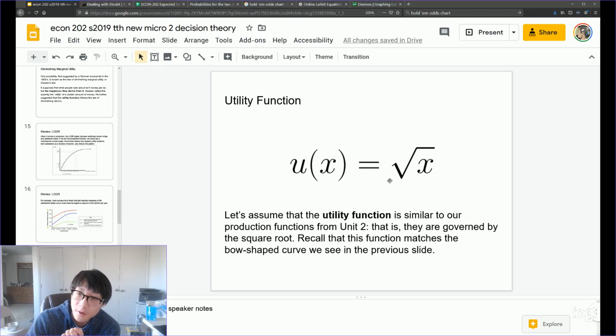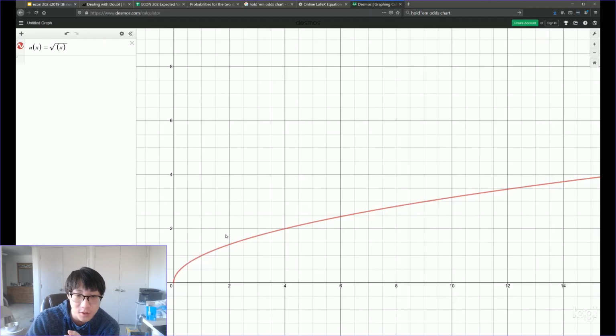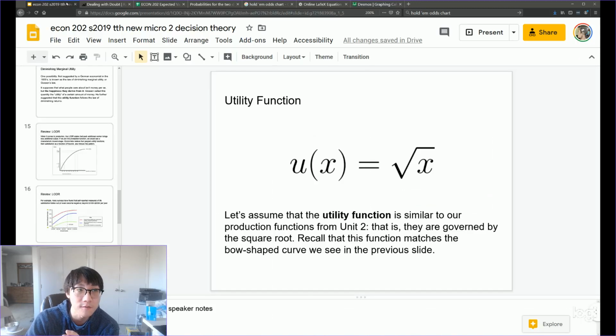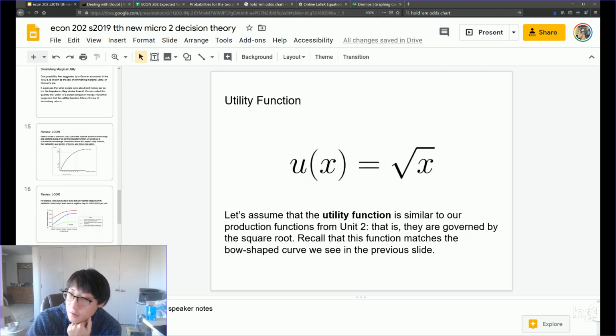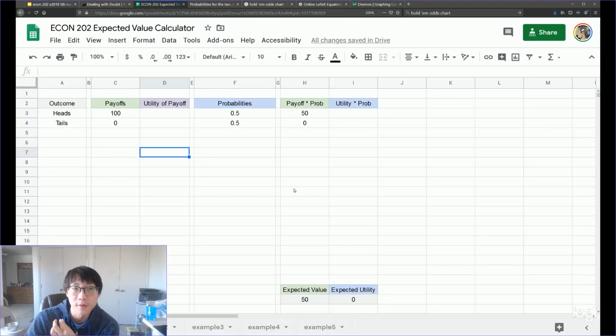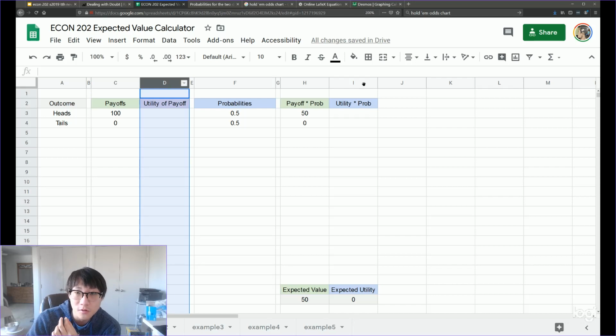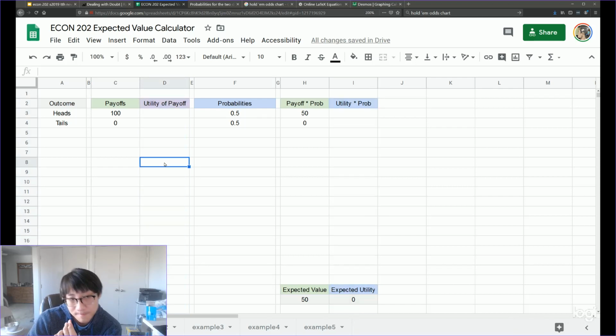Remember that we picked this square root formula because if I graph the square root formula, it follows this kind of bow-shaped curve that's very similar to these kinds of curves that exhibit the law of diminishing returns. Okay, so I'm going to go to my expected value calculator here, and finally now we're going to be using these two columns, the utilities.